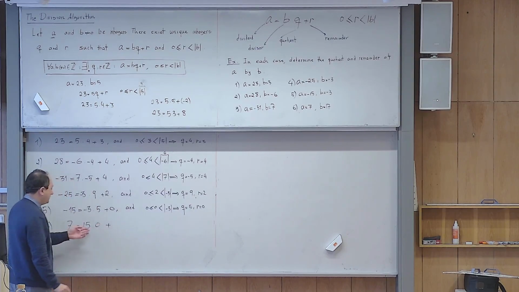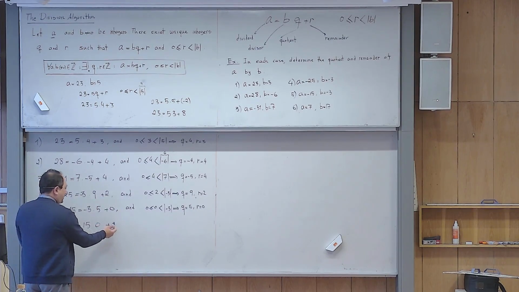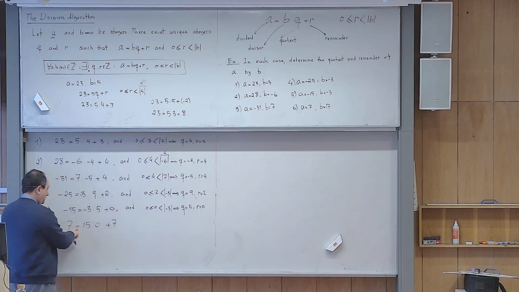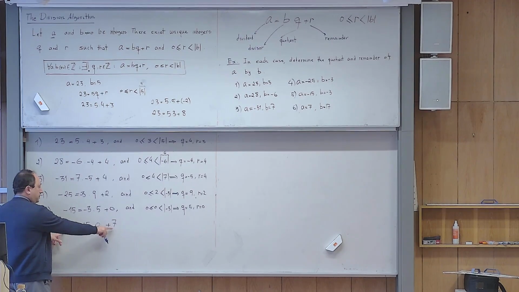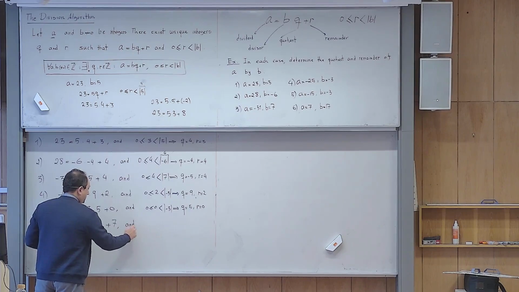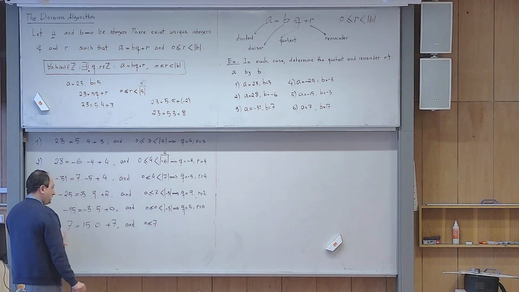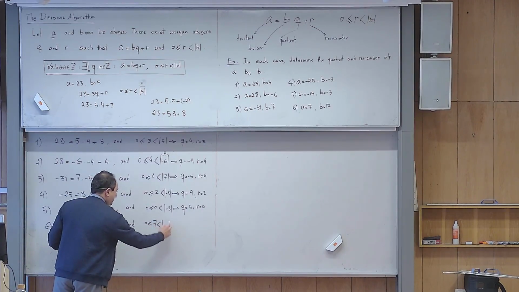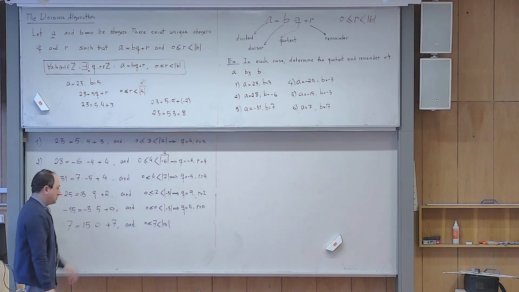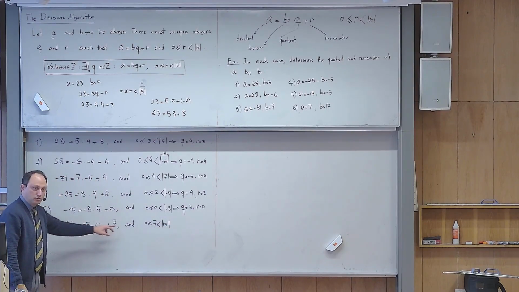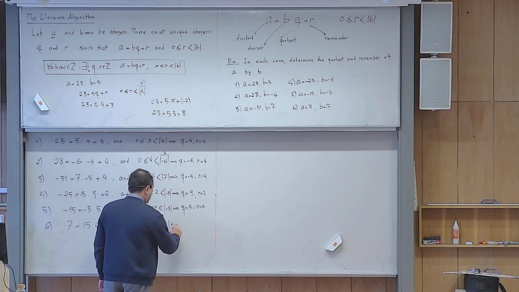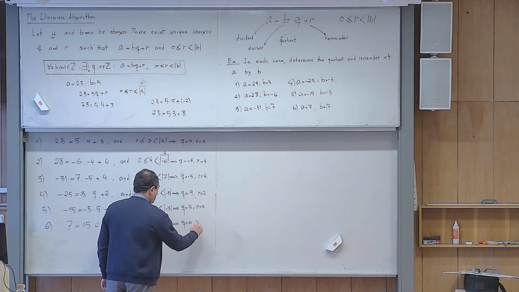But if Q is 0, then I have to have what? 7, because I want to keep the equality. First of all, I hope that you agree with me that's correct. 15 times 0 is 0, plus 7 is 7. So this is indeed correct. On the other hand, does this satisfy the condition for being a remainder? Yes, because 7 is, on the one hand, greater than or equal to 0, and it is smaller than the absolute value of 15. So here the quotient is 0, the remainder is 7.